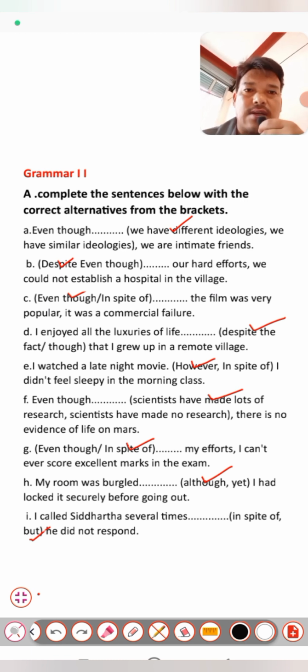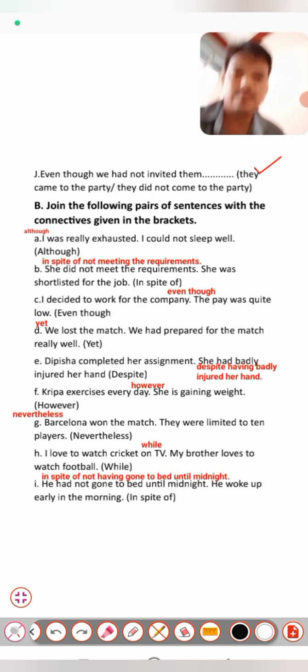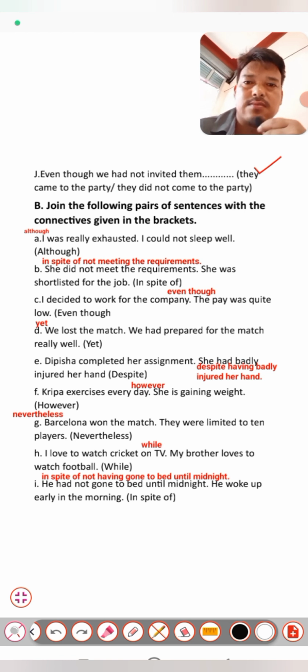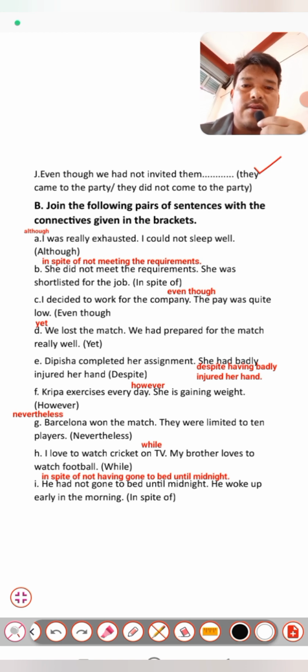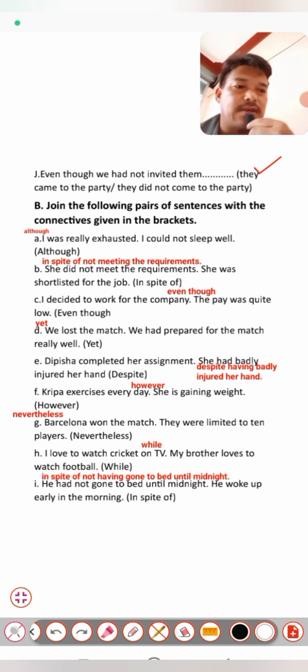So all these are connectors, students, all these are called connectors. We will have a separate video where we discuss all these connectors. Now the last is J number, even though we had not invited them, they came to the party. Yes, they came to the party. So all these connectors we have discussed here.